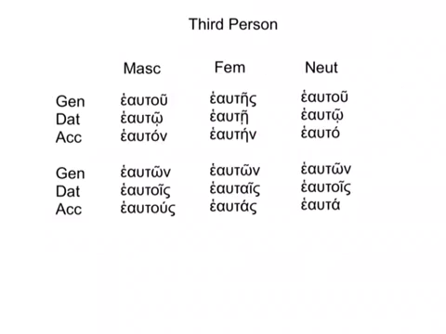Notice that for the third person, we actually need neuter forms. Notice too that this is the same as the other ones in the sense that it's autos, aute, auton with something stuck on the beginning, in this case, he with a rough breathing.